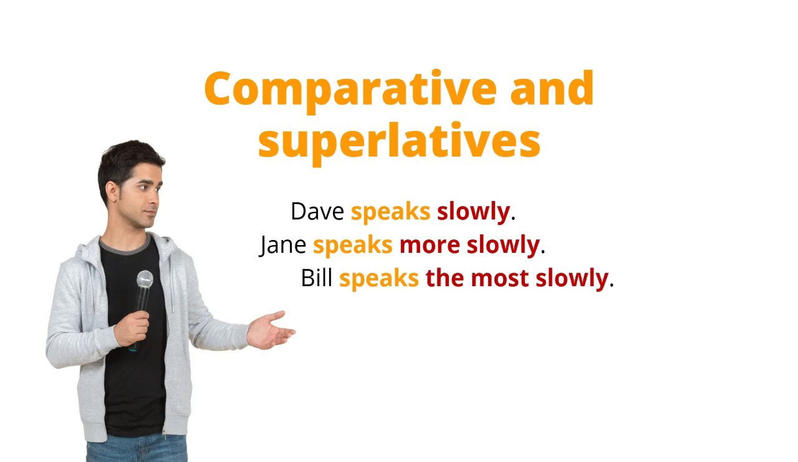And with the superlative, Bill speaks the most slowly. Now this seems to be quite a formal way of speaking. I think most people now use the superlative adjective form and say Bill speaks the slowest. I think that's the most common way of speaking these days. But technically, if you're doing an exam or using formal writing, use more slowly and the most slowly. But if you're in the street with your friends, or if you're watching a TV series, you'll probably hear people say Jane speaks slower and Bill speaks the slowest.